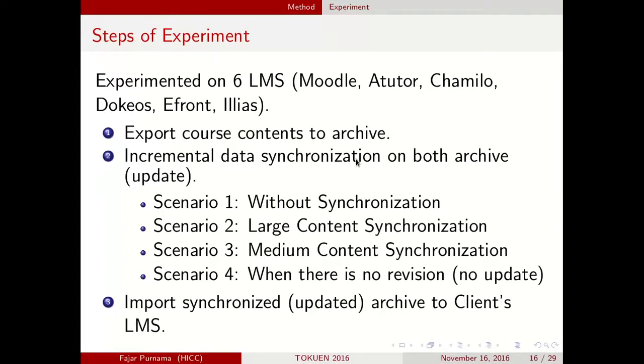So there are basically generally three steps. The first step is to export the course contents into an archive and then performing an incremental data synchronization on both archive to update the outdated one into the latest version. On our experiment, we perform four scenarios, which is without synchronization, large content synchronization, medium content synchronization, and where there is no revision or no update. And finally, the last general step is to import the synchronized updated archive to the client's LMS to see if the contents on the client is updated or not. If this step fails, then the other two steps are actually in vain. So this step must work for the application to be usable.